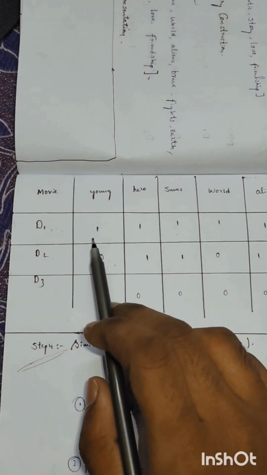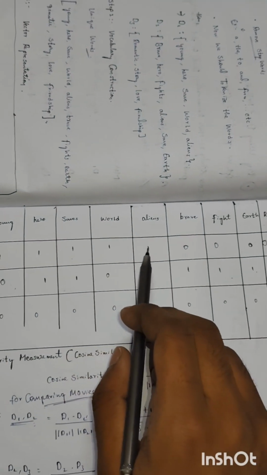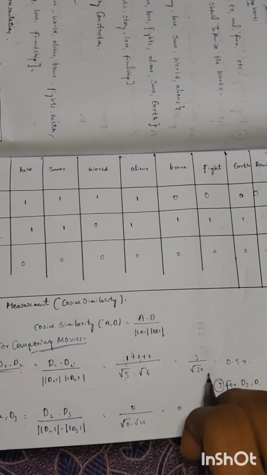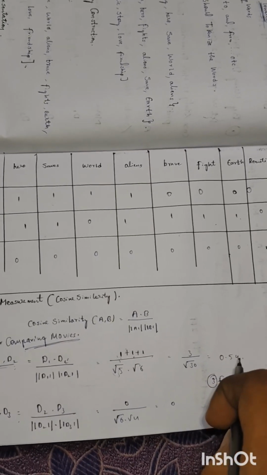Here mod D1 means we calculate how many ones are present in description 1. Count 1, 2, 3, 4, 5. There are 5 ones present in description 1, so root 5. For D2, 1, 2, 3, 4, 5, 6 ones are present, so root 6. Now calculate this: 3 by root 30. By calculating the entire thing, we will get 0.54.